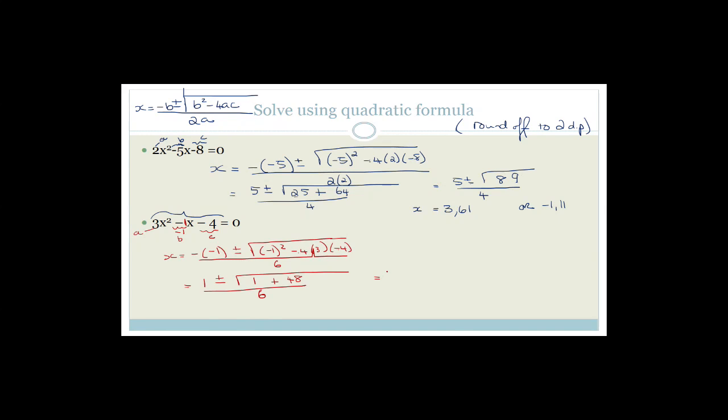So now we're going to go equals 1 plus or minus the square root of 49 all over 6. But this is quite a nice easy one, because what is the square root of 49? The square root of 49 is 7. So this becomes 1 plus or minus 7 all over 6. So therefore it is 1 plus 7 over 6, or 1 minus 7 over 6. 1 plus 7 is 8, so the answer is either 8 over 6, which is 4 over 3, or 1 minus 7 is minus 6. Minus 6 over 6 is minus 1. So those are my two possible answers. You have x equal to 4 over 3 or minus 1.